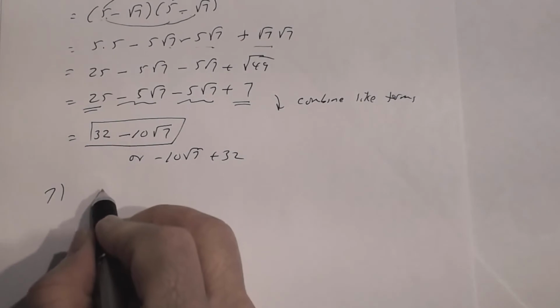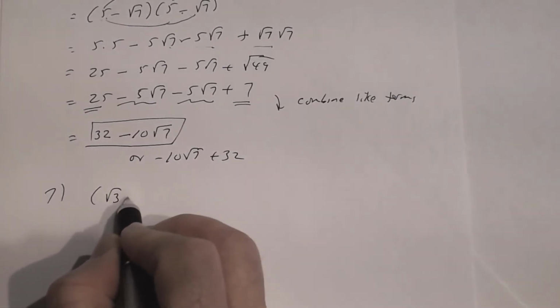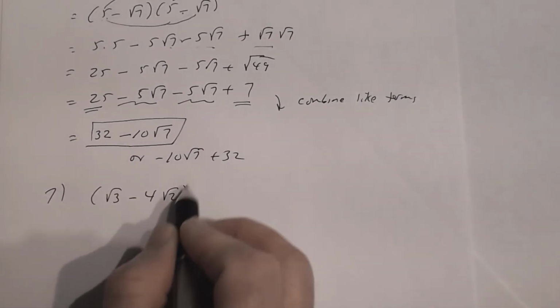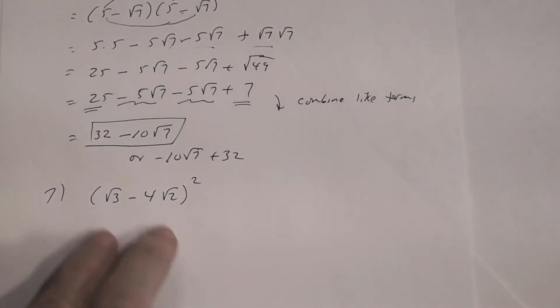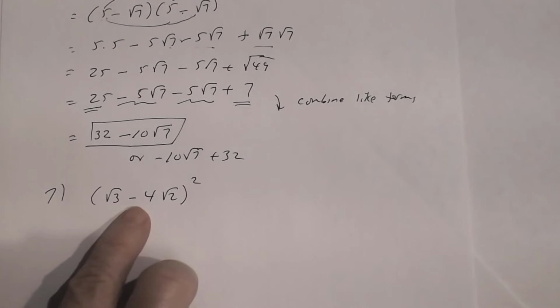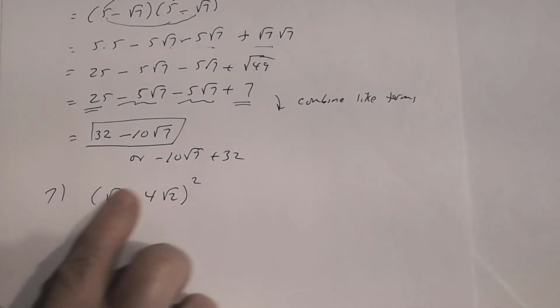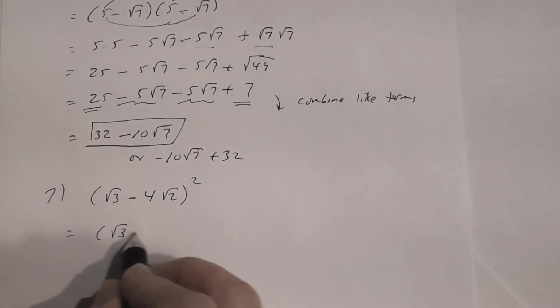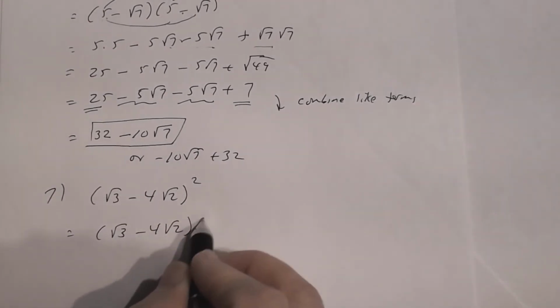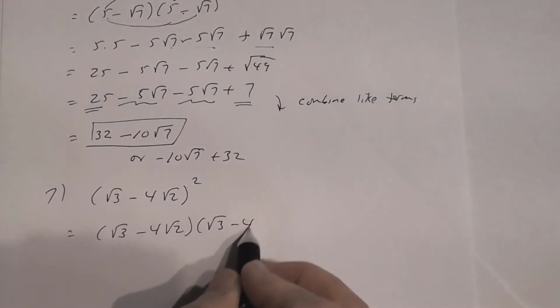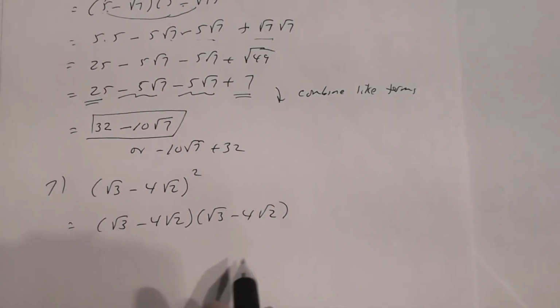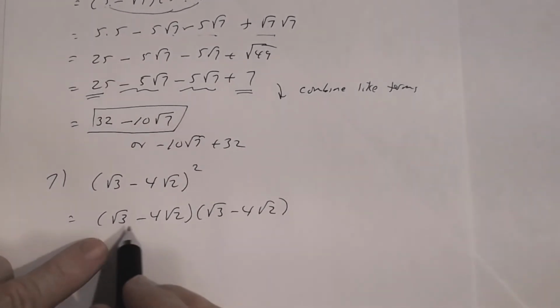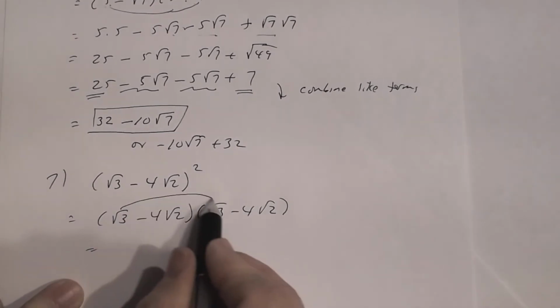Number 7, we have the square root of 3 minus 4 square root of 2 squared. So we have another binomial being squared. Remember what that means. I'm going to multiply this by itself twice. So that becomes the square root of 3 minus 4 square root of 2 times itself. Let's use the FOIL method.